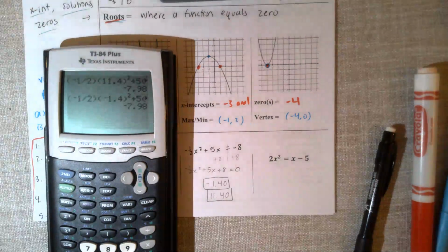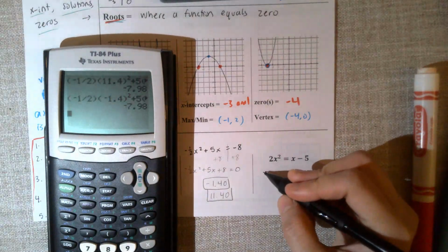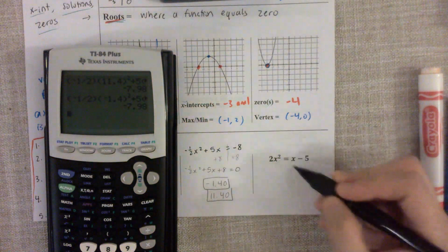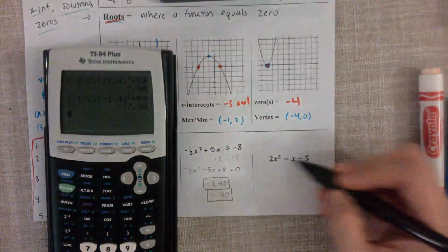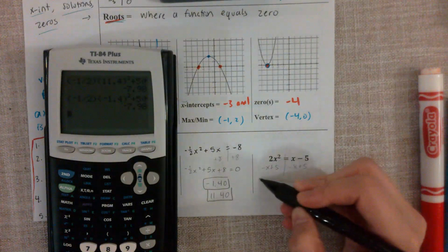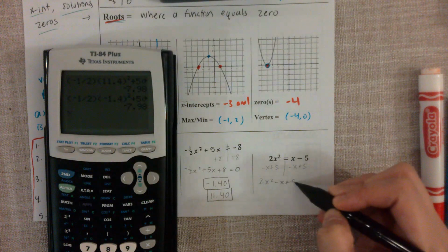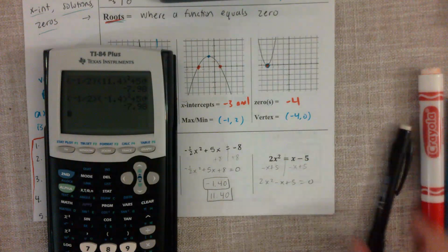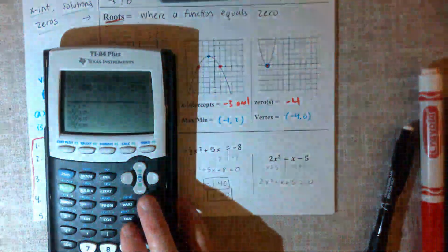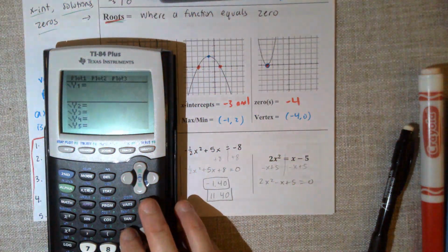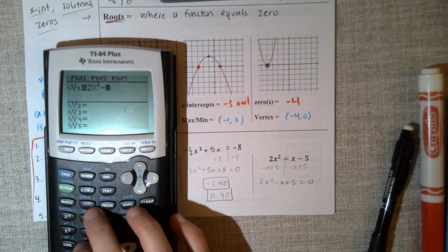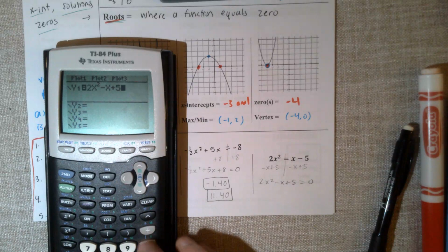All right, one more. So we're gonna move everything to this side. So we're gonna minus x plus 5 minus x plus 5. We get 2x squared minus x plus 5 equals 0. So we set everything equal to 0. We're going to graph it. 2x squared minus x plus 5.